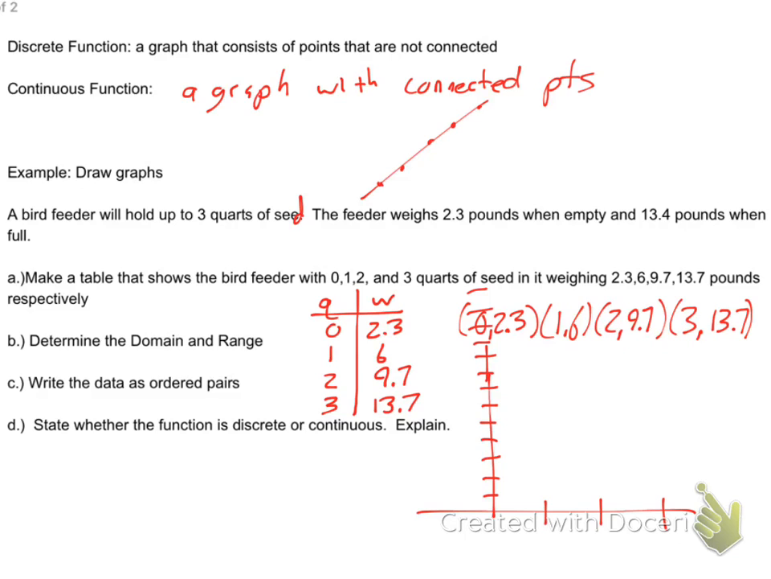Kind of went through my points. Sorry. So 0, 2.3, give or take. I'm going to change colors so that we can see this a little bit better, I think. 0, 2.3 is there. 1 comma 6.